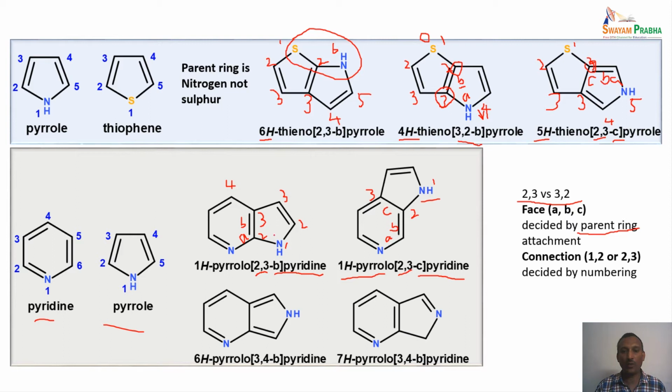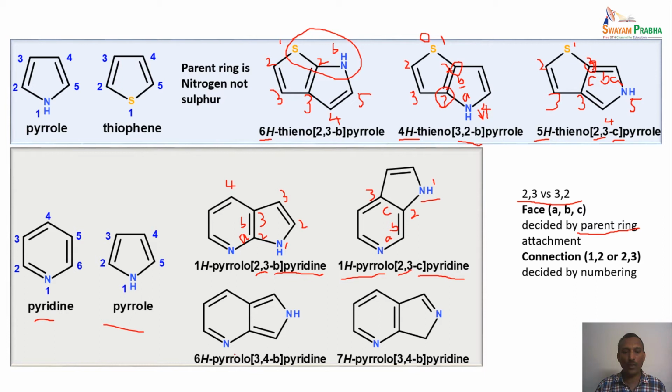So if you look at these two compounds, they are isomers, and they are obviously named with different names. The first one is b fusion, the fusion is the same bond from the pyrrole ring, that is 2, 3, but the face is different. In the first case it is the b face, in the second case it is the c face. So that way, by the name we can identify what is the right compound.